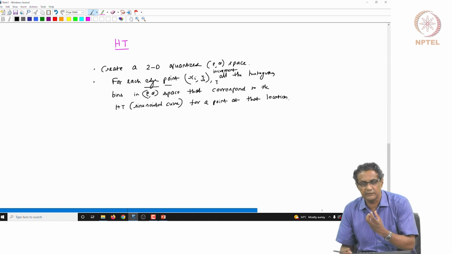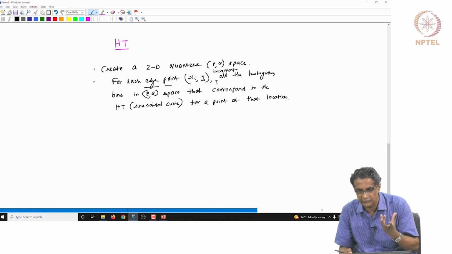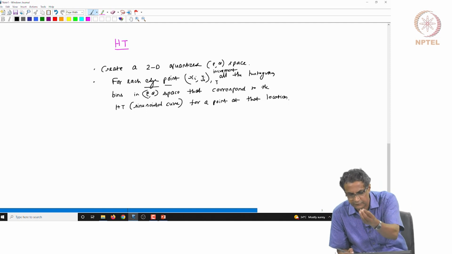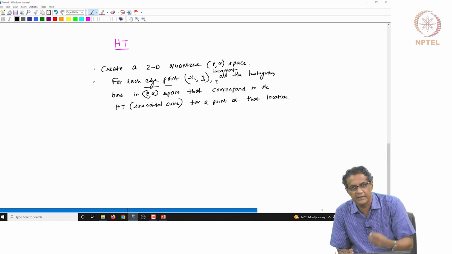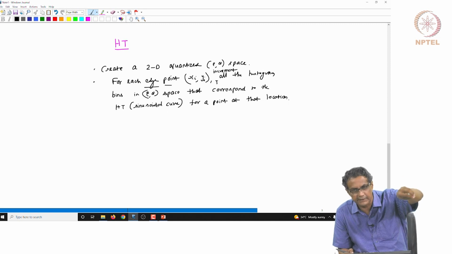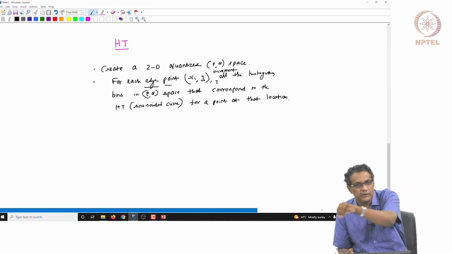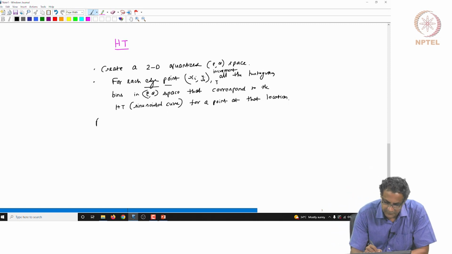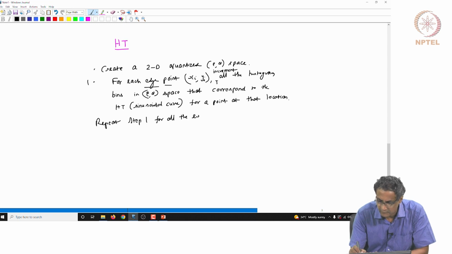So when you say histogram bins, what you are trying to say is how many votes each one of those bins in that Hough space is able to get. When you take an x_i, y_j, you find that sinusoidal curve, and then you increment each one of those bins wherever it falls. Let's call this step 1. Repeat step 1 for all the edge points.